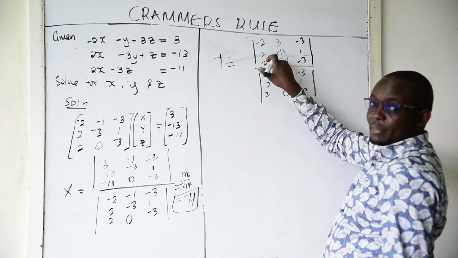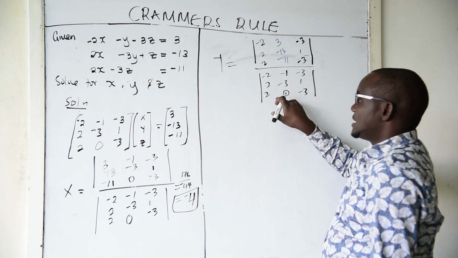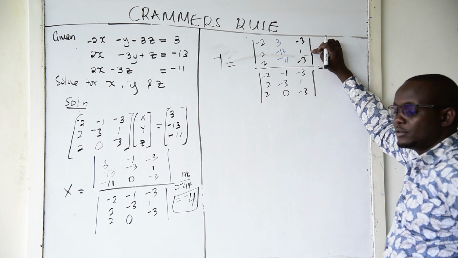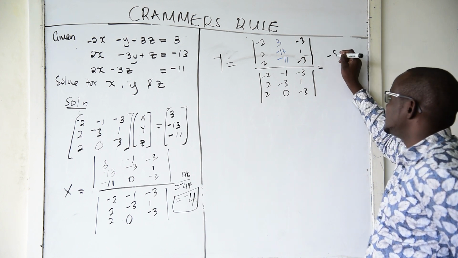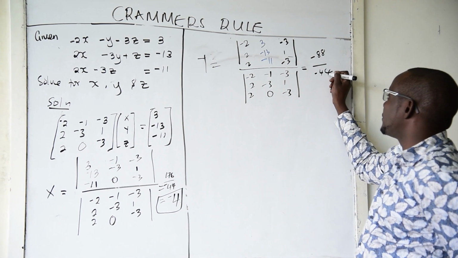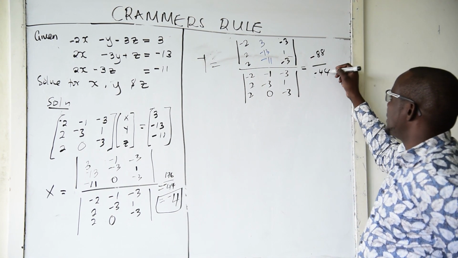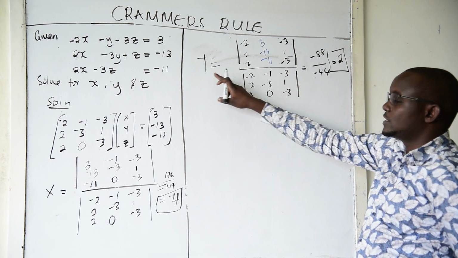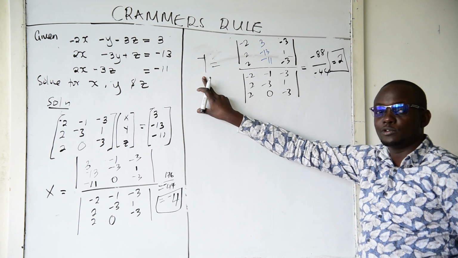So you find the determinant of this matrix and the determinant of this matrix. If you work out the determinants, you will get negative 88 for this, and for the determinant of this, you will get negative 44. You simplify this, you get 2. So our y is equal to 2.